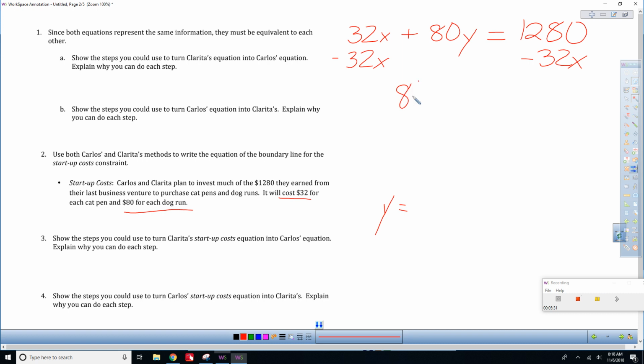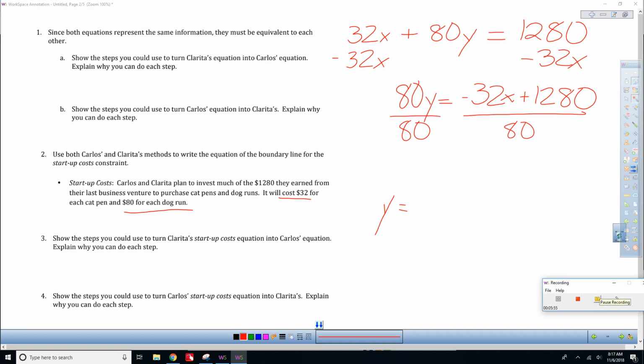And you get 80y is negative 32x plus 1280. Okay? Divide each side by 80. You've got to divide everything over here by 80. And let's see what we get. Negative 32 divided by 80. Well, let's see. That's going to simplify to negative 2/5. Okay? 1280 divided by 80.